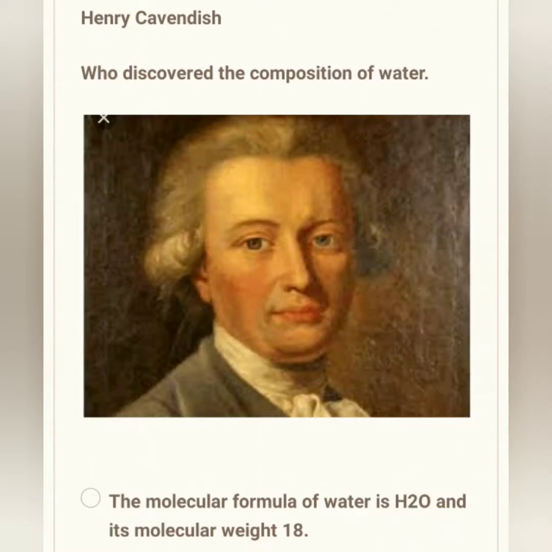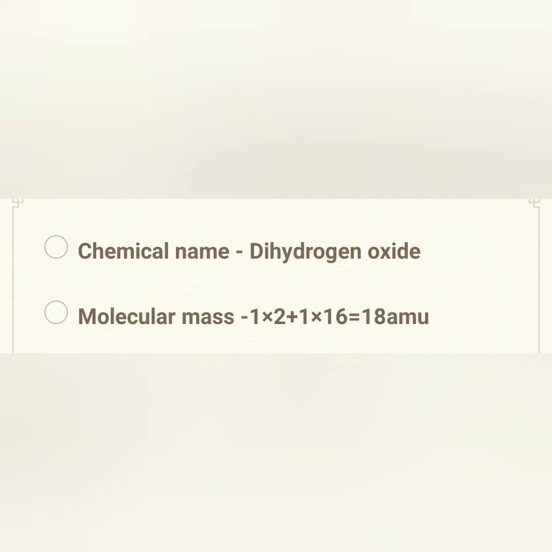Now, he is Henry Cavendish, who discovered the composition of water. He told everyone the molecular formula of water is H2O. In water, there are two atoms of hydrogen and one of oxygen, and the molecular weight of water is 18 AMU. The chemical name of water is dihydrogen oxide and the molecular mass of water is 18 AMU. AMU stands for atomic mass unit.